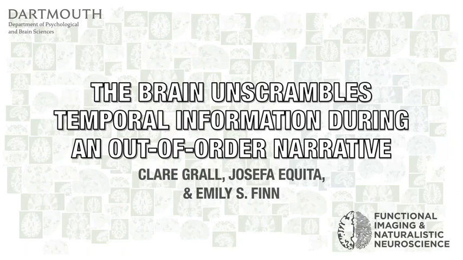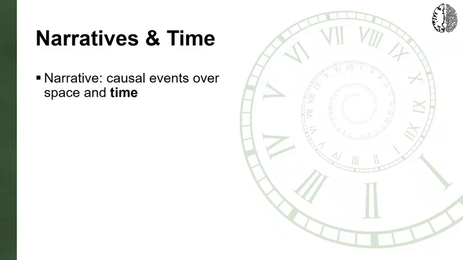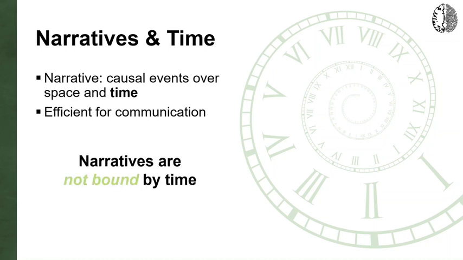Hi, everyone. Thanks so much for joining me today for this presentation on my team's work on the neural processing of a nonlinear narrative. Narratives, we can consider them as causally related events over space and time, and they represent particularly efficient and effective forms of communication, in part because of how they manipulate time. Although we have to process our world in a sequential and chronological fashion, narratives are not bound in this way. When we tell a story, we can condense time or jump forward or backward.